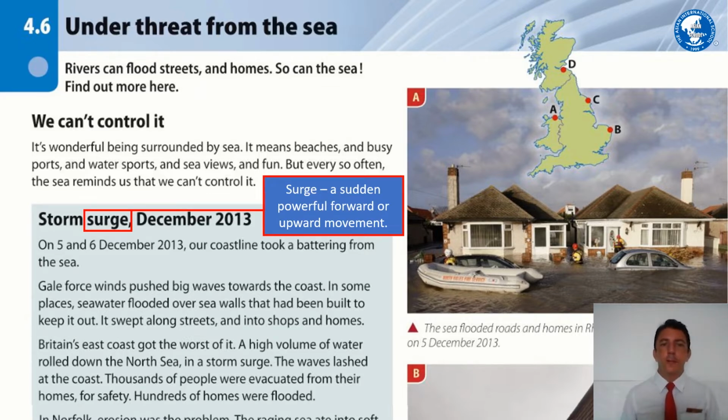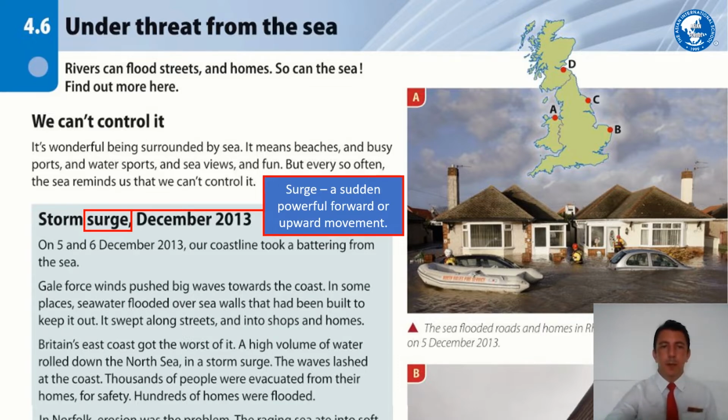So on the 5th and 6th of December 2013, the British coastline took a battering from the sea. Gale force winds pushed big waves towards the coast. In some places, seawater flooded over seawalls that had been built to keep it out. It swept along streets and into shops and homes. Britain's east coast got the worst of it. A high volume of water rolled down the North Sea in a storm surge. The waves lashed at the coast. Thousands of people were evacuated from their homes for safety. Hundreds of homes were flooded.